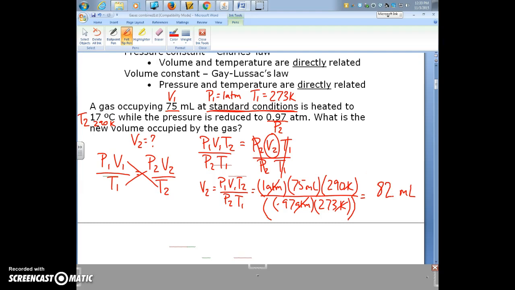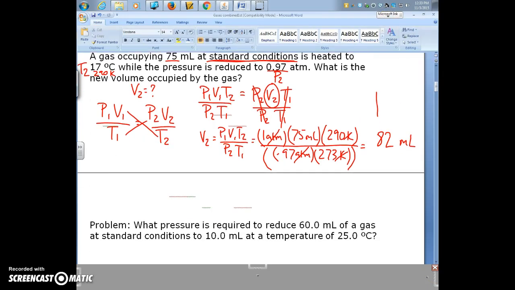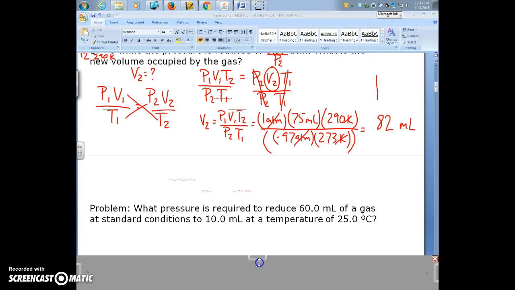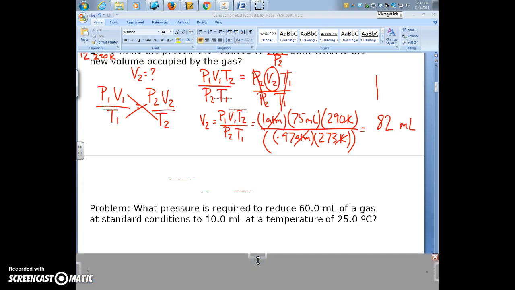All right. The next problem that we'll work with is a practice problem here, and we're going to be talking about its pressure and temperature. Now this one's a little tricky just because of the way it's worded. It says what pressure is required to reduce. All right, so they're talking about they want to find a pressure, but we're going to be reducing this 60 milliliters of a gas at standard conditions. That is a situation that has to stay together.